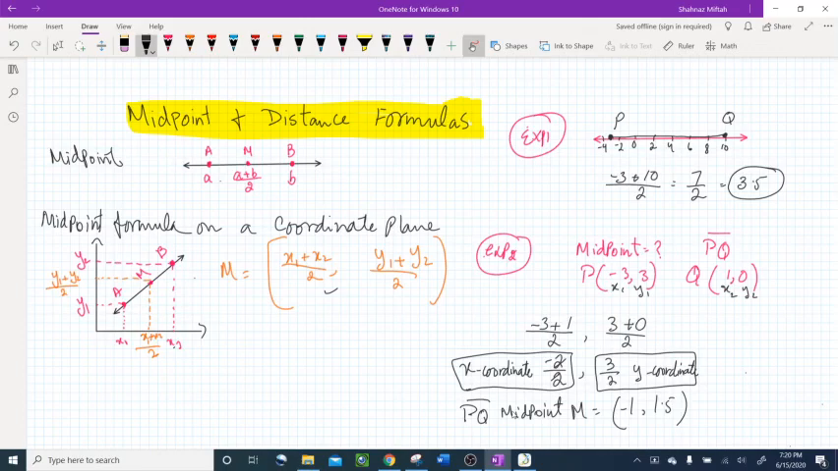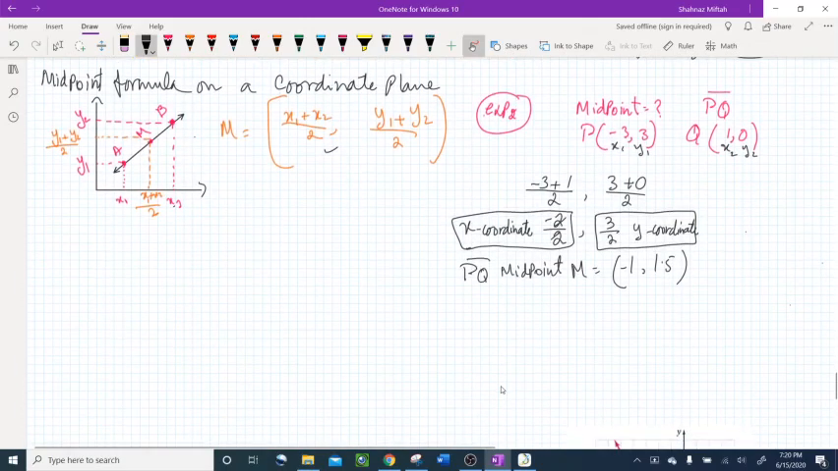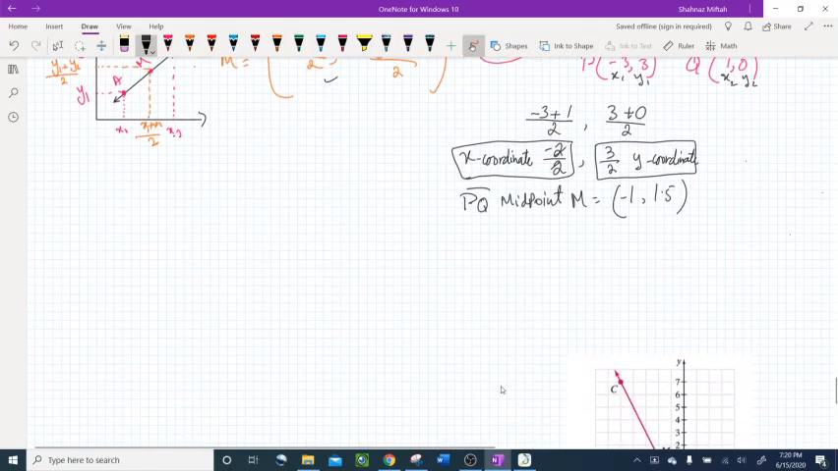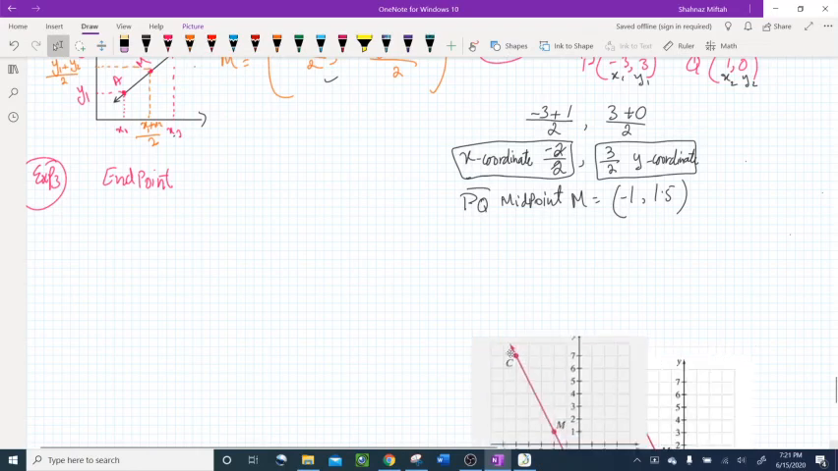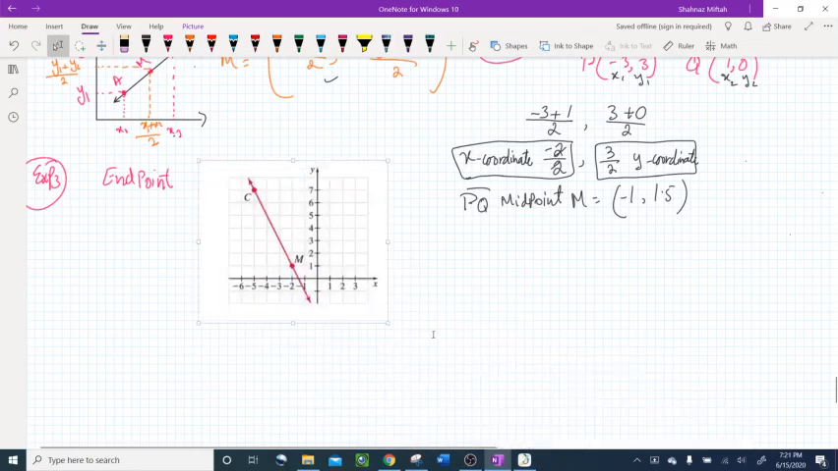Now we have another example. We're going to use the same midpoint formula, but this is example 3. The question is asking, find the endpoint, like one of the endpoints. I have a midpoint, I have one of the points, A probably, and I'm looking for point B. So this is finding an endpoint, and for this I'm using the graph up here.